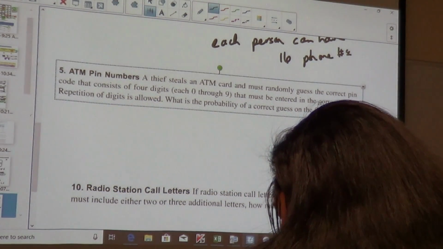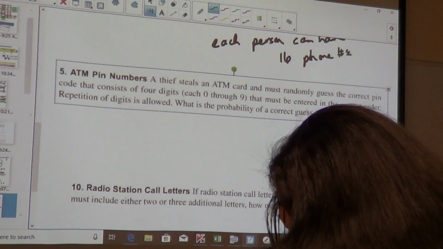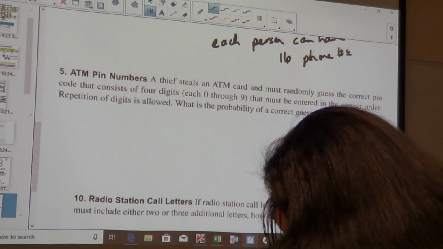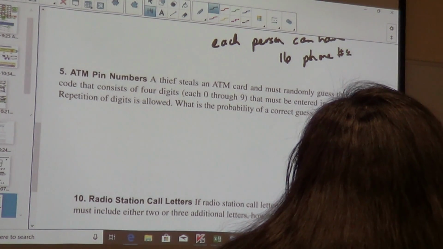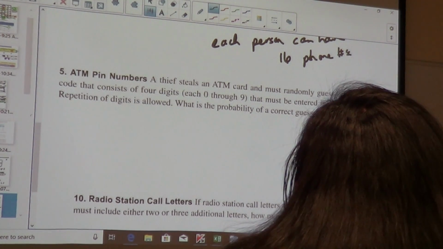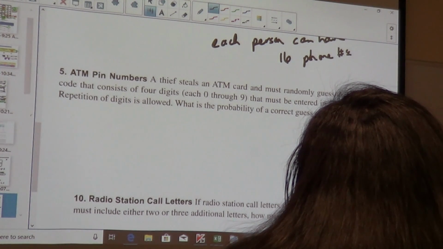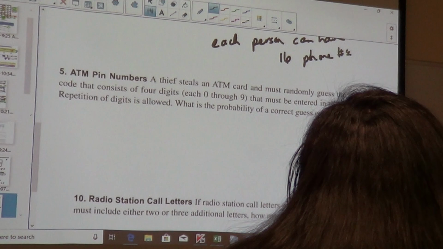All right. A thief steals your ATM card and randomly tries to guess your correct PIN number. Your PIN consists of 4 digits. They must be entered in the correct order. Repetition of the digits is allowed. What is the probability of a correct guess on the first try?